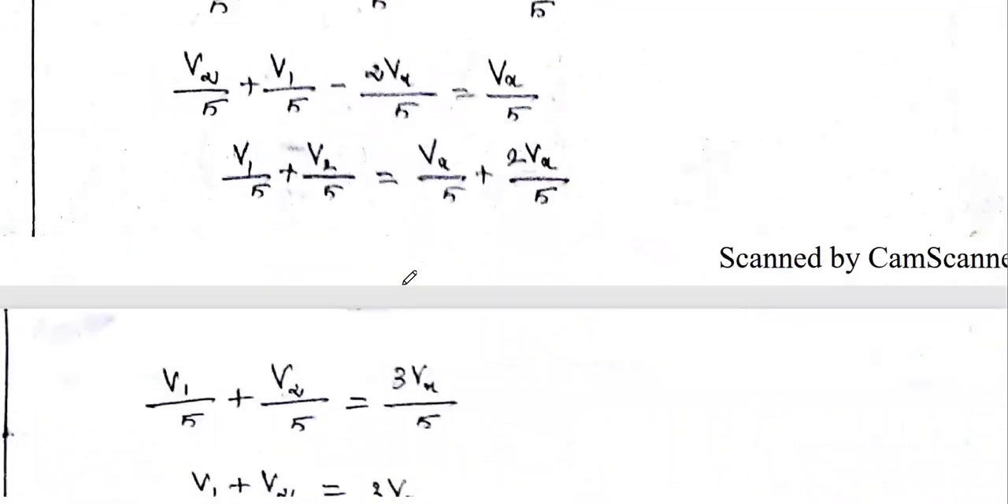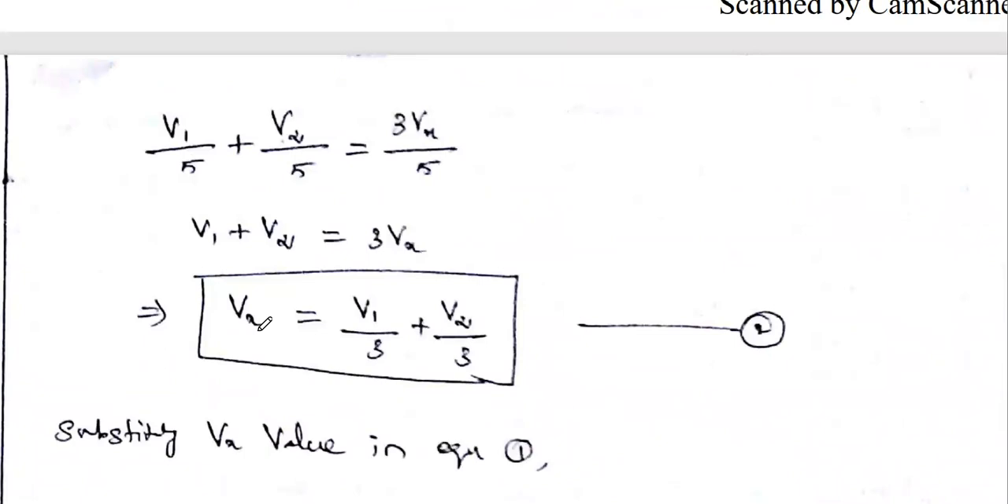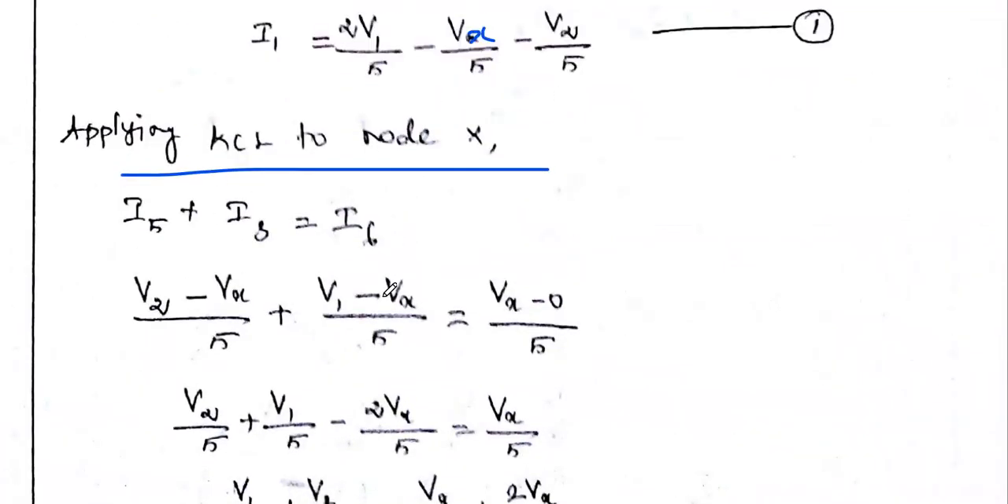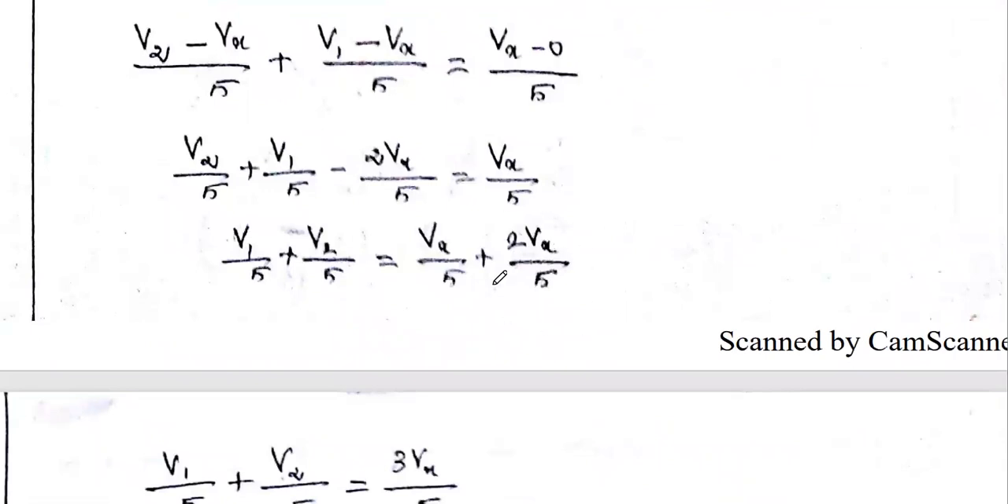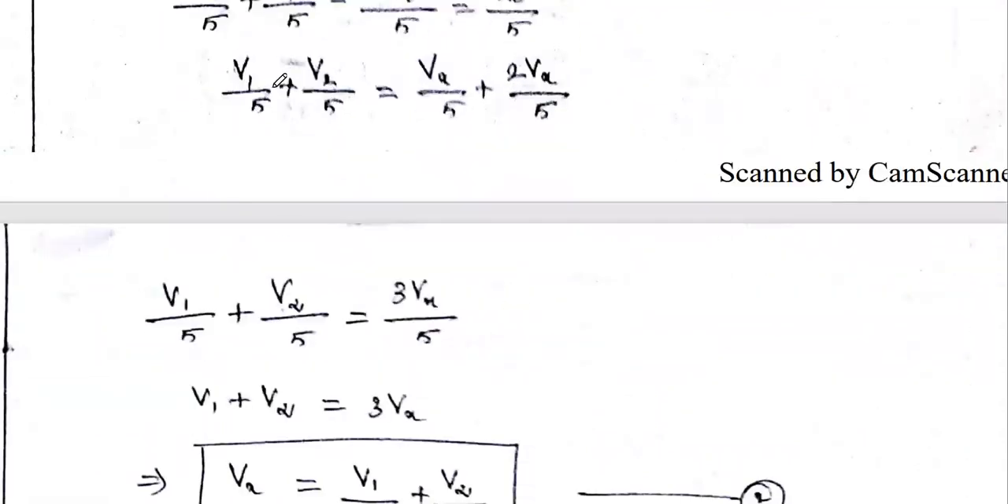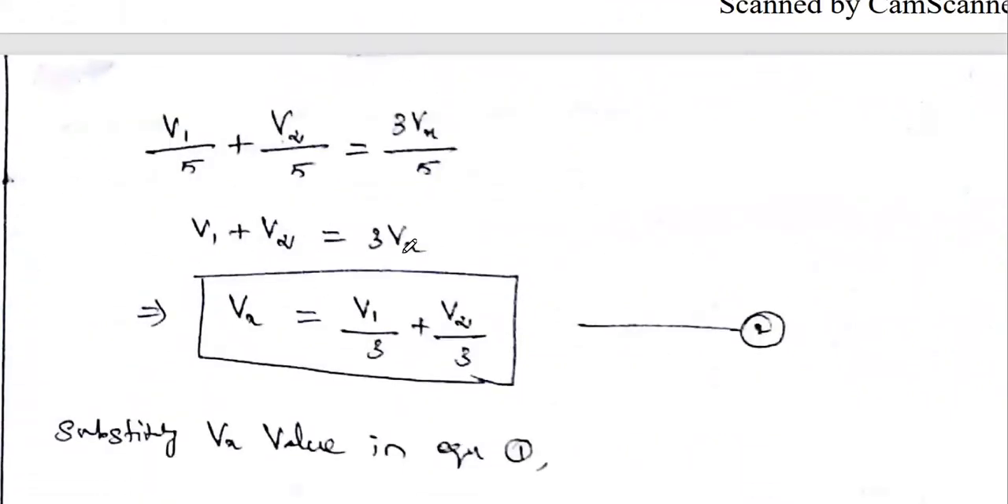So from this equation, we have to find out the value of Vx. Vx from that after rearranging. You see, we are substituting. We are collecting V1 term separately, V2 term separately, Vx term separately. In all these terms 5 is common, so you just cancel it. So V1 plus V2 equals 3Vx. From that, Vx is equal to V1 by 3 plus V2 divided by 3. Take it as equation number 2.